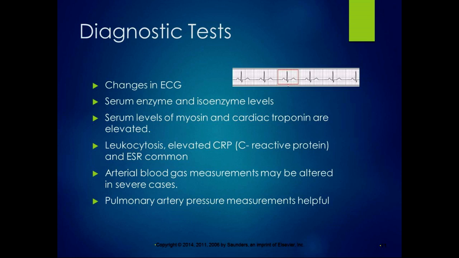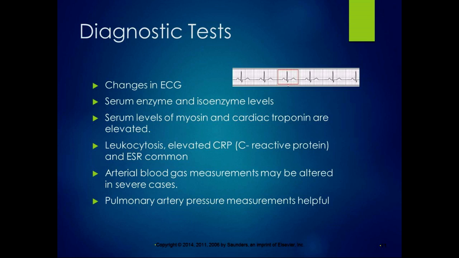You don't necessarily have to know all of the enzymes, but just know that they're testing for some of these. They're specific for heart tissue damage. Serum levels of myosin and cardiac troponin are often elevated. Leukocytosis, which is increased white blood cells, elevated C-reactive protein, and elevated erythrocyte sedimentation rate are common. So some of those tests that we've talked about before.